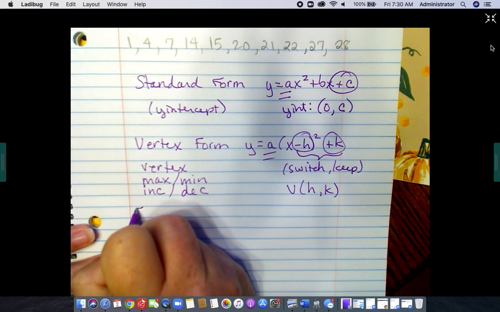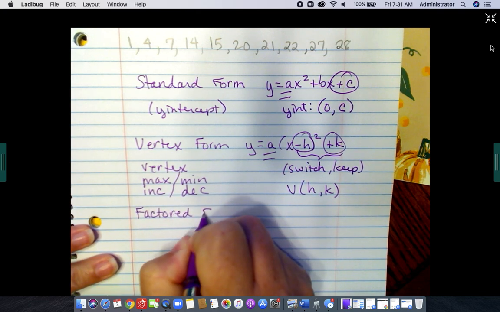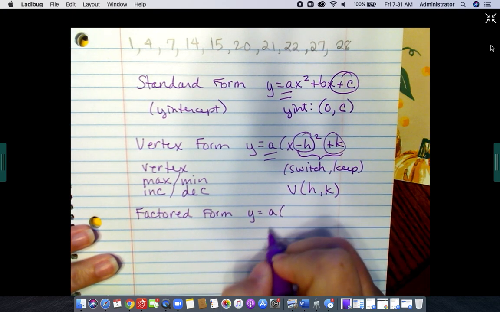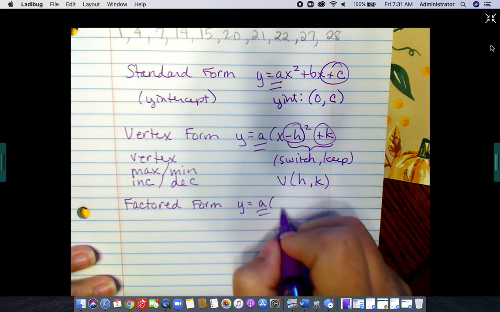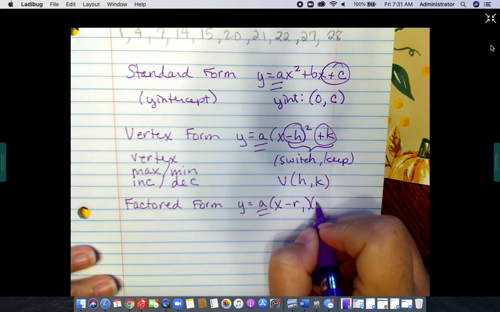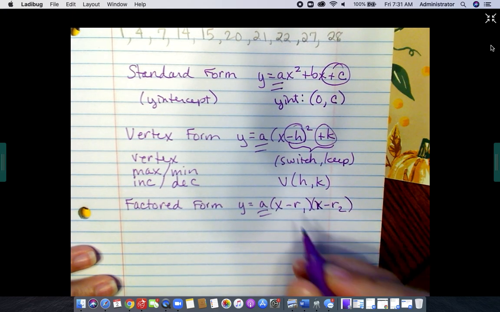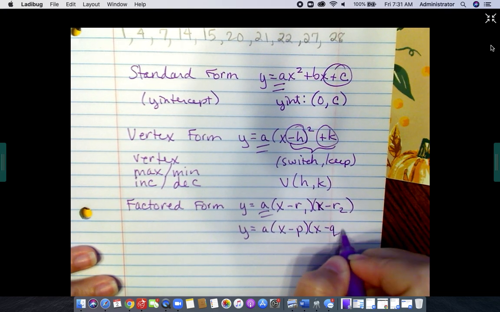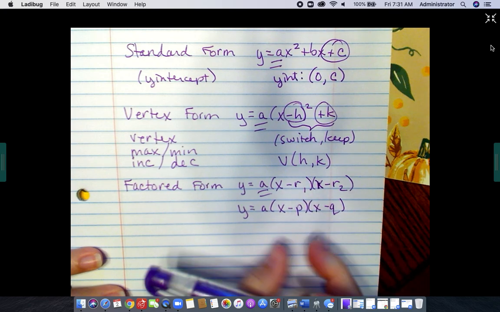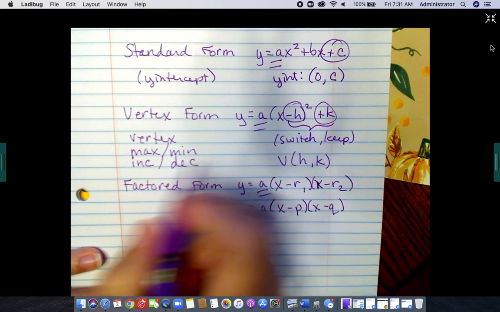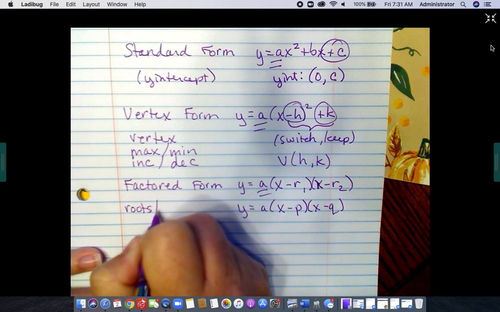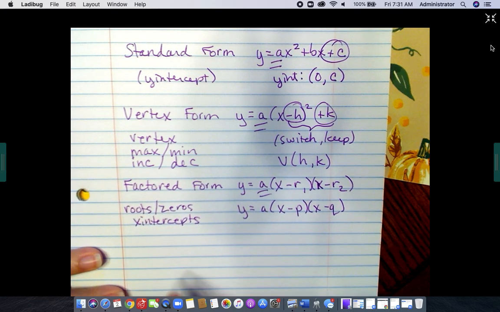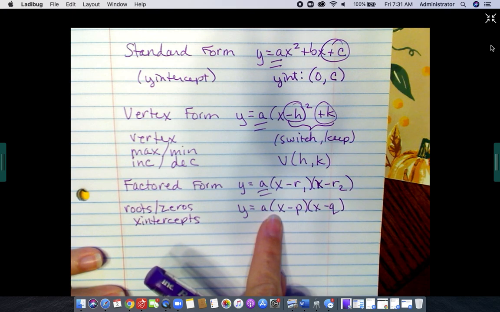And then we last talked about factored form. This can be written a few different ways. You can have an a, again, telling you the same thing if it opens up or down, but x minus root 1 and x minus root 2. Or, I've seen it lots of different ways, x minus p, x minus q, where p and q are roots. But what you will see is these two quantities in parentheses. So if they ask you for the roots, or all those words that are synonymous, the zeros, the x-intercepts, then the form you would most like to see is factored form.